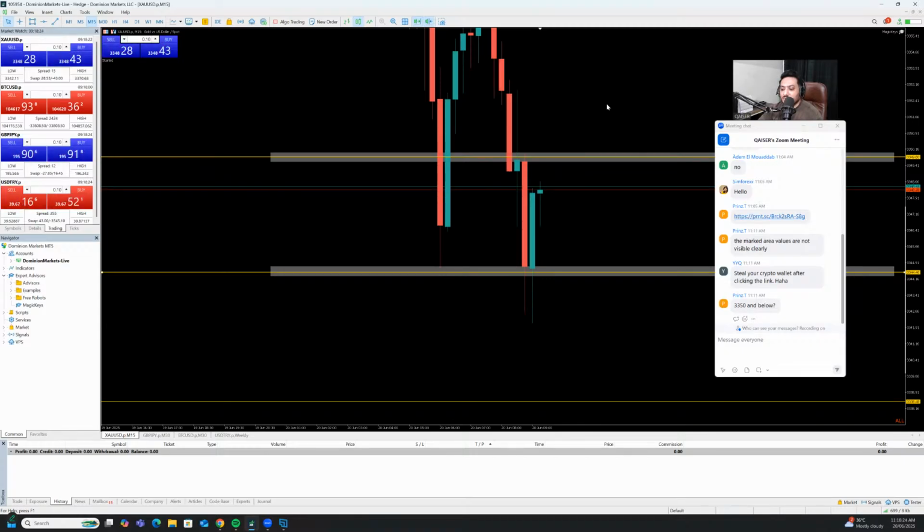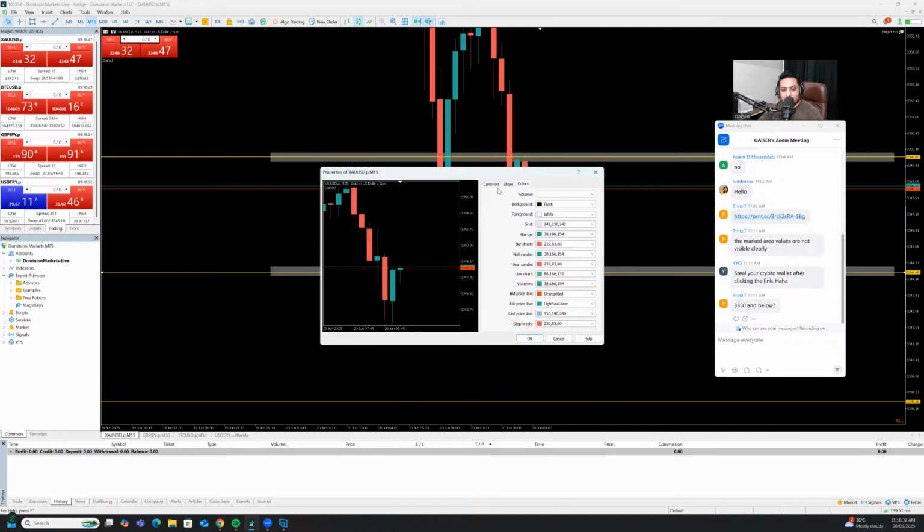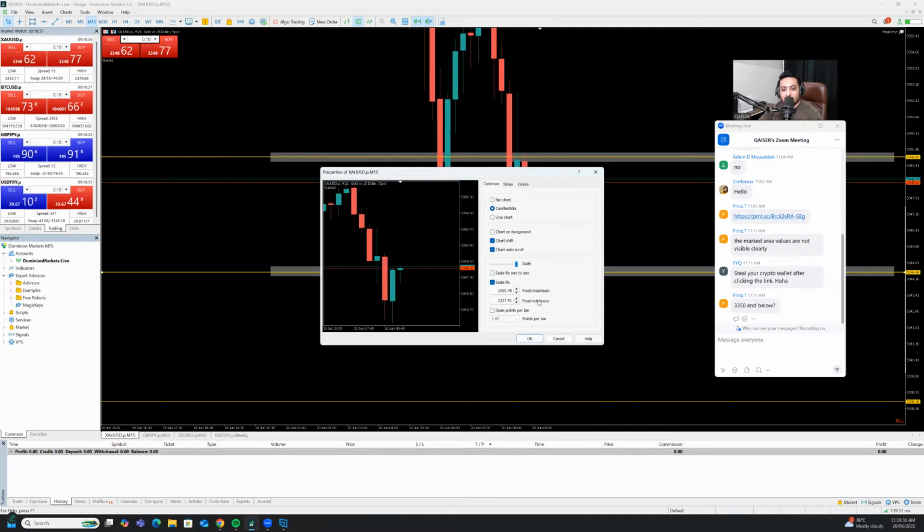Can you show your MT5 candle and rectangle setting? Here, you can take a screenshot of the colors. Here you can see the settings. Just take a screenshot. All right.